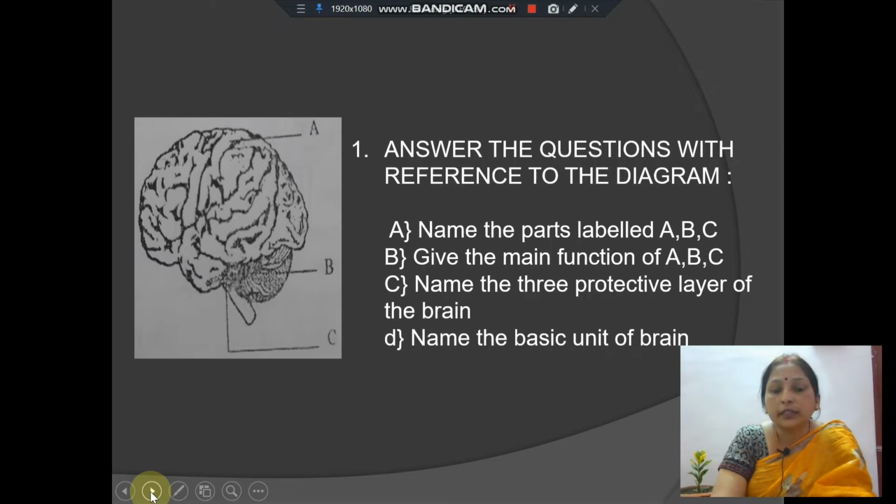So don't get confused with the words. They are not similar in pronunciation, but sometimes students get confused with these two words. So neuron is the basic unit of brain and nephron is the basic unit of excretory system. Now moving to the next question.